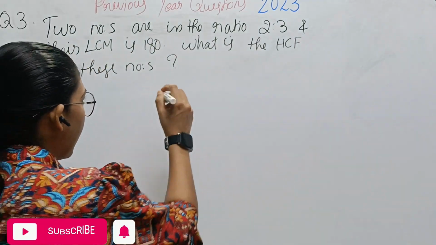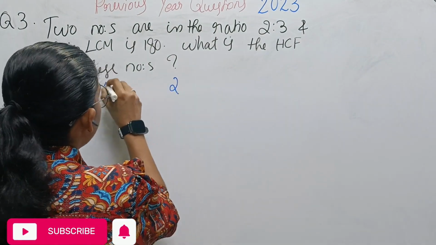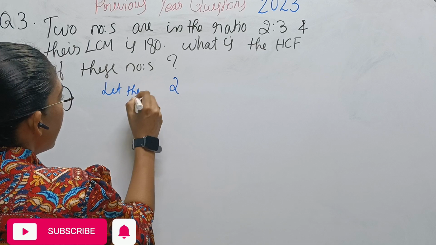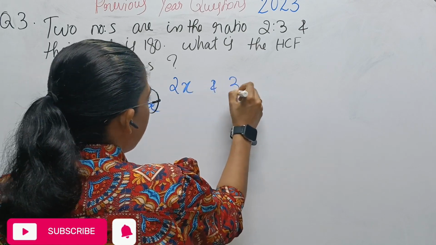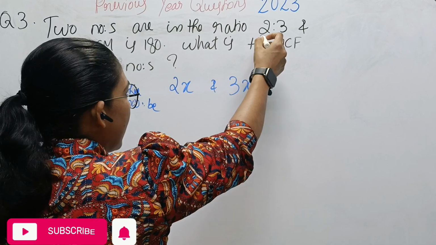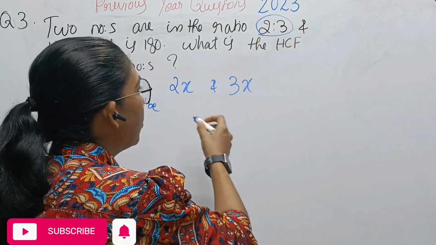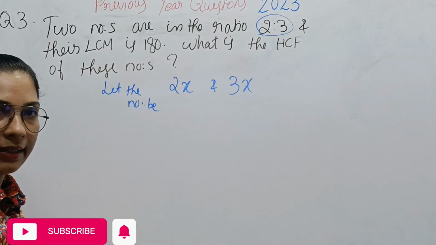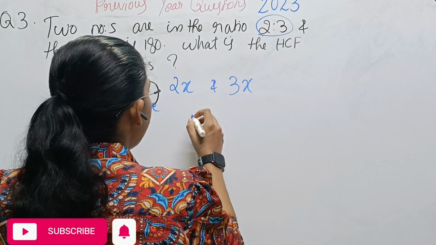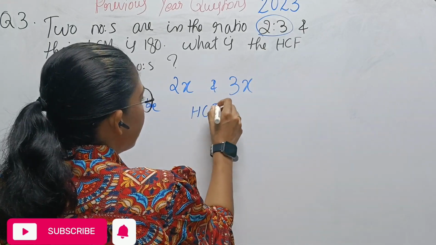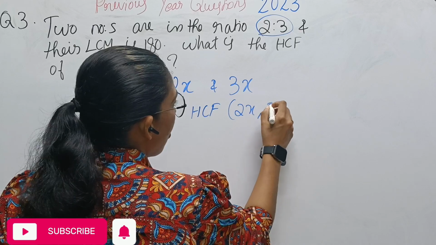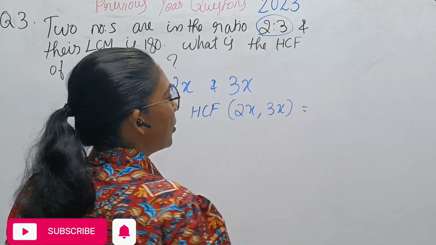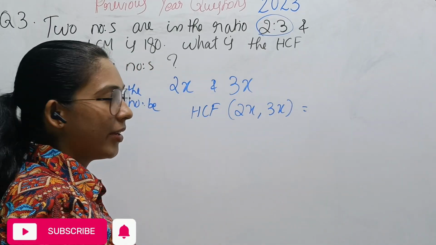So let the numbers be 2x and 3x. We are given the ratio, so we have to take the numbers as 2x and 3x. Then what is the HCF? HCF of 2x, 3x is equal to, what is it?